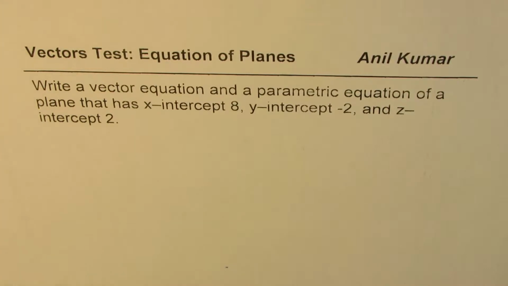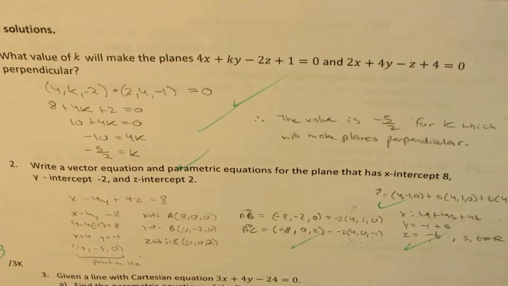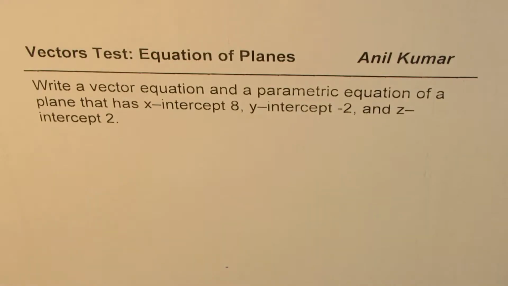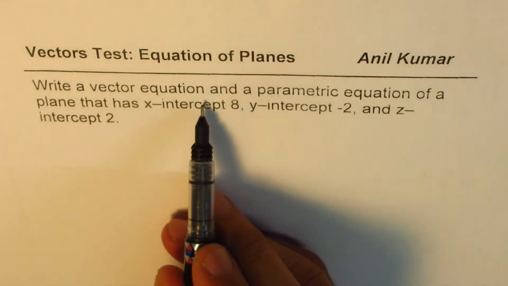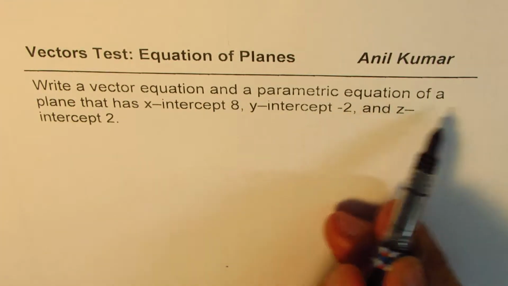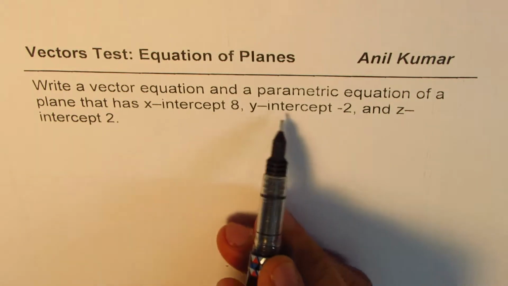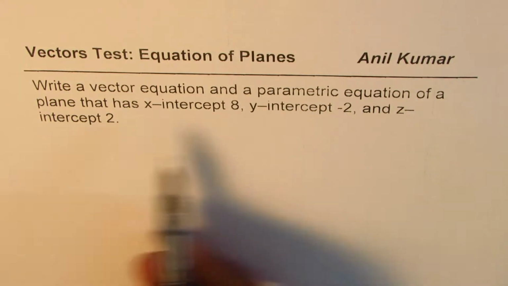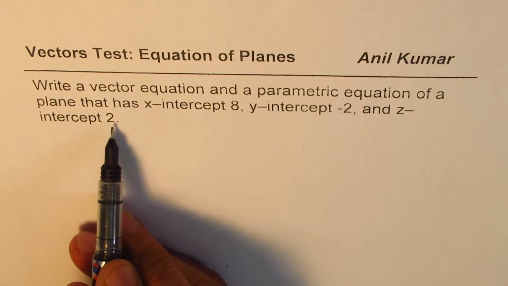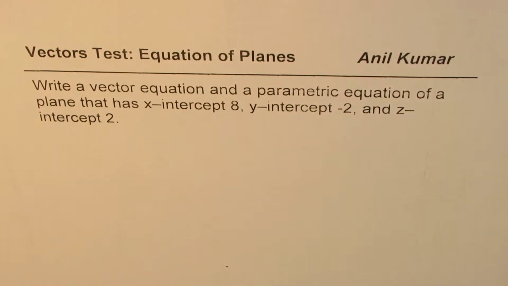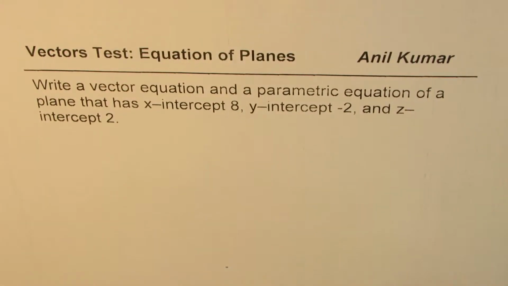This one is question number 2 in the previous test paper on vectors, equation of planes. The question is, write a vector equation and a parametric equation of a plane that has x-intercept 8, y-intercept -2, and z-intercept of 2. You can also write down the Cartesian equation of this plane, right? You can pause the video, answer the question, and then look into my suggestion.